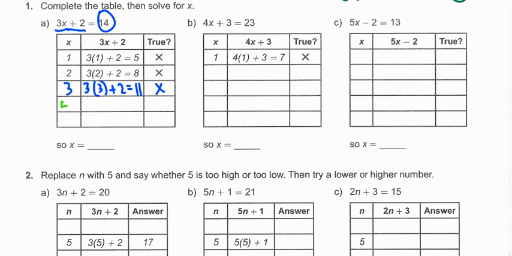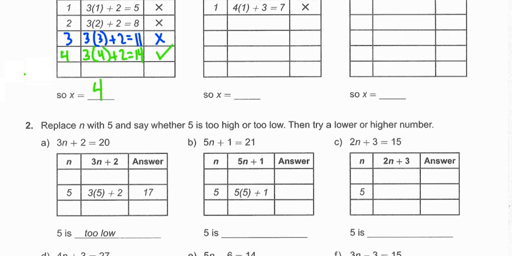Let's try 4. So we do the same equation and we put the 4 in where the x is. So 3 times 4 plus 2. 3 times 4 is 12, plus 2 is 14. Is that the correct answer? Yes, it is. So we found that x = 4 is true for this equation. So guess and check for B and C.